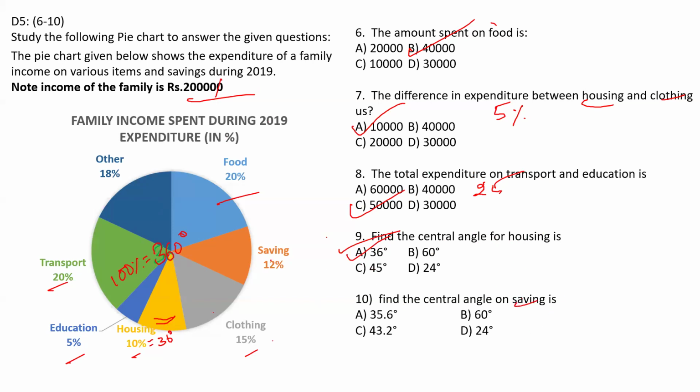Next one is finding the central angle of savings. Savings is 12%. You can either calculate by cross multiplication or just solve it: 36 is 10% and 1% is 3.6. Another 1% is 3.6. So the total of all is 36 plus 3.6 plus 3.6, which is 43.2.